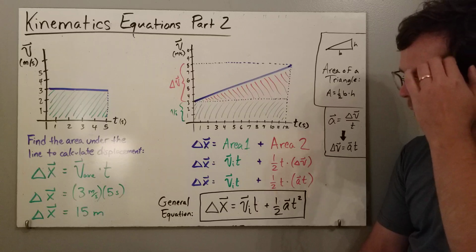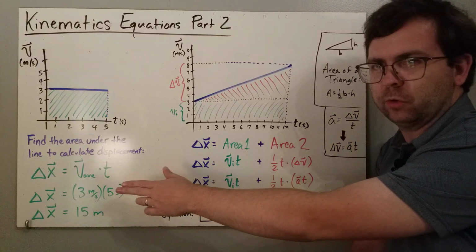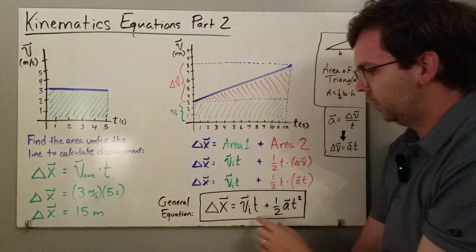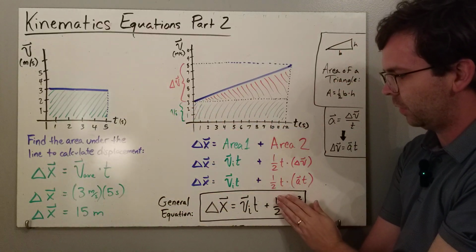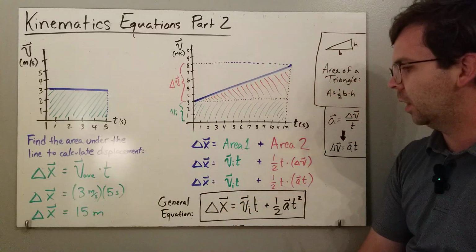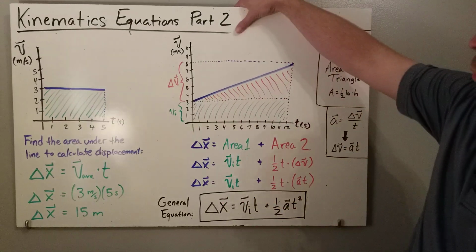Now, if you look, this equation actually applies to this displacement over here as well, because the acceleration is just 0 over here. An acceleration of 0 means we get rid of this term altogether, and it's just v_i t, which is what we had here. And so this is a general equation. It works for any kind of moving object. It's going to give you the displacement. So let's look at an example of that.